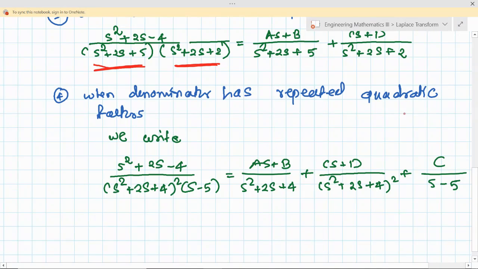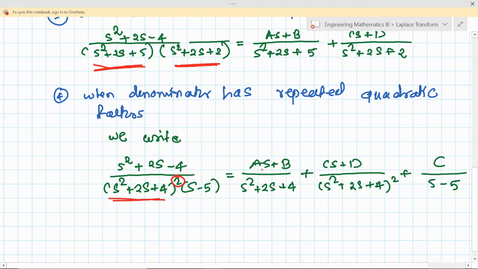Okay, so when the denominator has a repeated quadratic factor, we can write this as (s² + 2s − 4) upon (s² + 2s + 4)² (s − 5). Suppose we see here (s² + 2s + 4)². This is an irreducible quadratic factor and repeated twice.